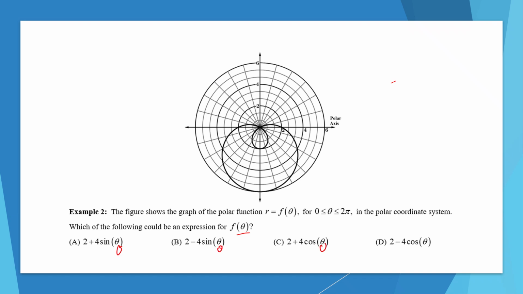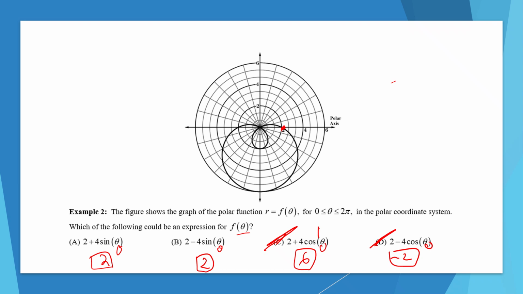If we plug in 0 here, sine of 0 is 0. So 2 plus 4 times 0 is just 2. 2 minus 4 times 0 is just 2. This one is 2 plus 4 times 1, since cosine of 0 is 1, so this would be 6. And 2 minus 4 cosine theta would be negative 2. Taking a look at this, at 0 degrees, the graph lies directly on 2, so 2 should be our answer. So we can eliminate C and D.